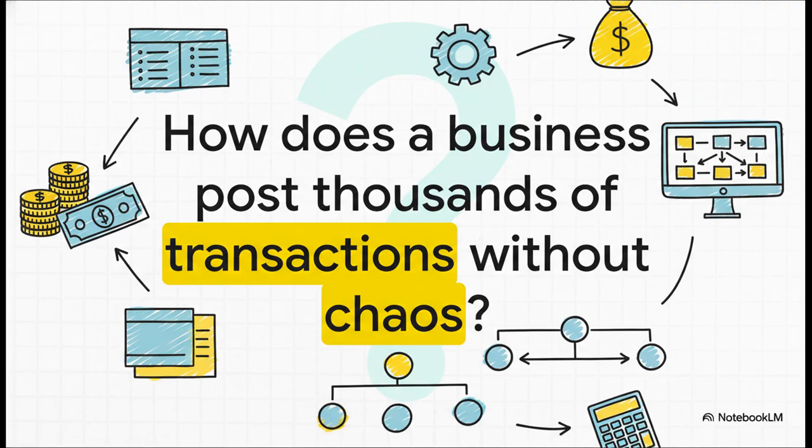Think about it for a second. Businesses are processing thousands, sometimes tens of thousands of transactions every single day. Sales, purchases, inventory moves. Without a really smart system, your books would be an absolute mess. It'd be total chaos. But when it's set up right, it's not chaos at all. It's like a perfectly choreographed dance. And that's exactly what posting groups are for.